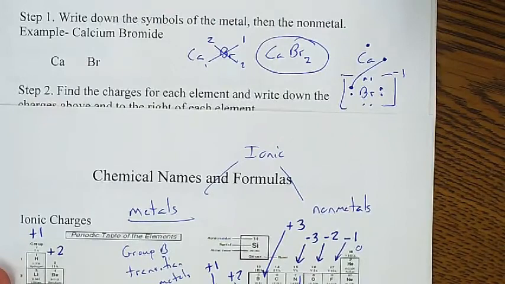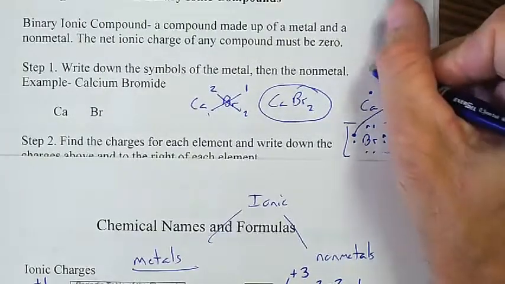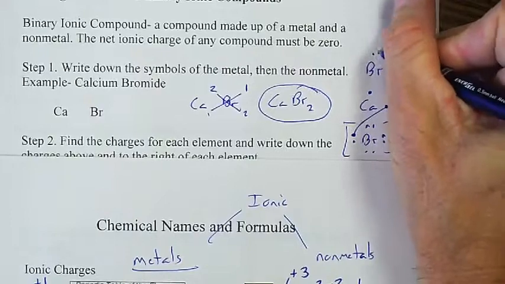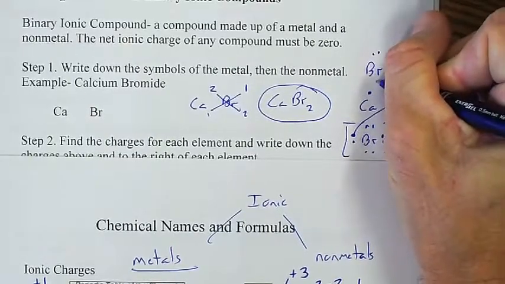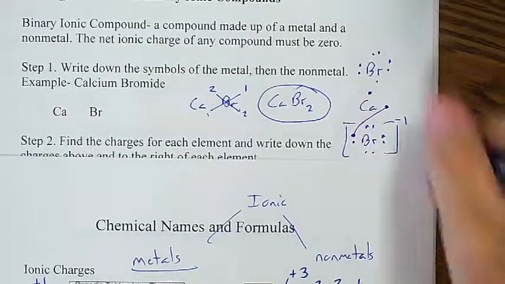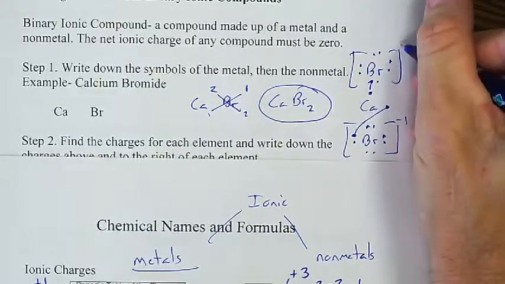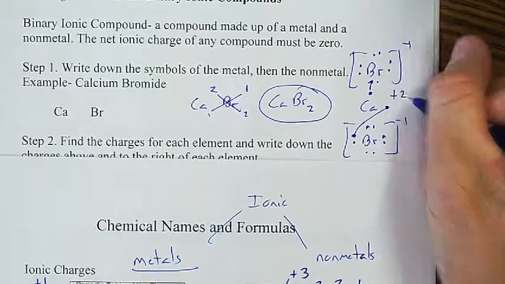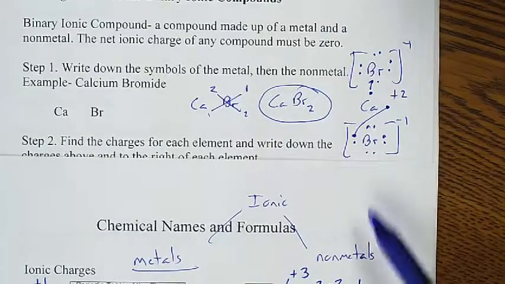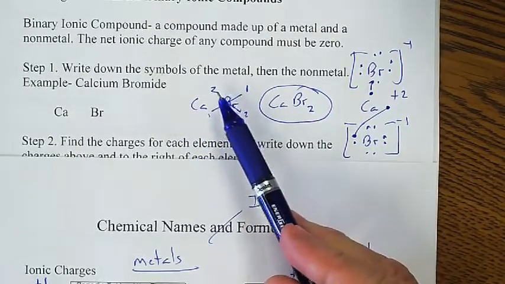So the calcium still has an electron to give away. Here comes another bromine. Again, they start off with 7 valence electrons. Calcium gives another electron to another bromine. It's now -1. Calcium lost 2 electrons.